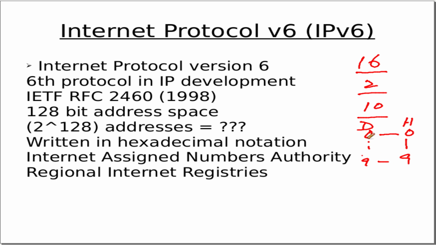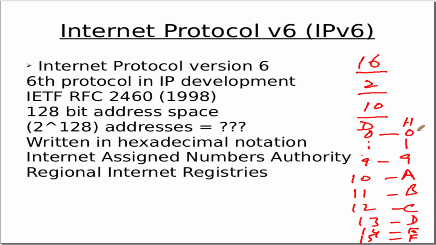And after that, when we go to decimal 10, there is no 10 in hexadecimal. Rather, it's A. So 10 is equivalent to A, capital A, or it could be small as well in hexadecimal. Likewise, 11 is B, 12 is C, 13 is D, 14 is E, and 15 is F. So if you count from 0 to F, these will be 16 states like I mentioned over here.